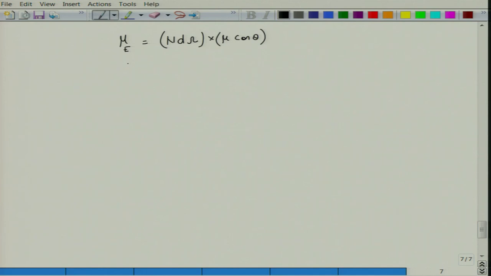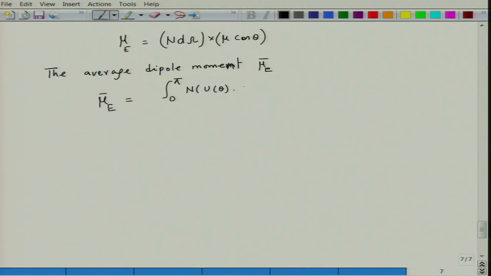So this is for one particular angle. Now we average it out. So the average, let's say mu e bar, is calculated as follows: first you sum up, integrate all of them, that is n(u theta) into mu cos theta d omega, and then you divide it by the number of dipoles. So this is the total dipole moment for all the dipoles divided by the number of dipoles, that will give you the average dipole moment.